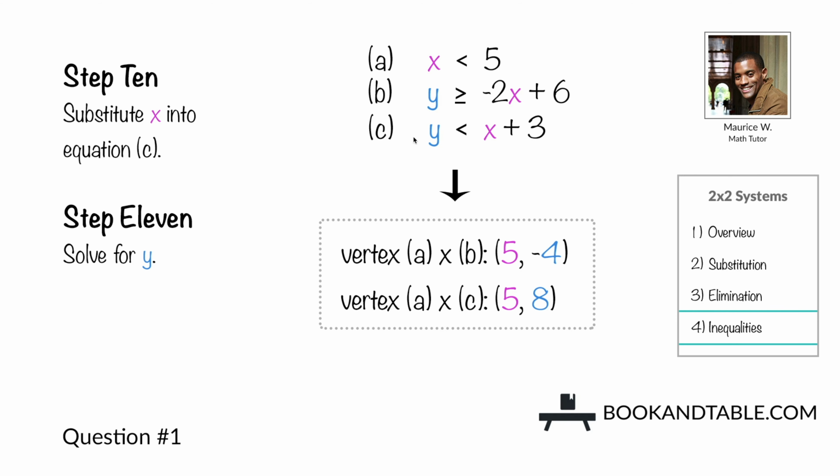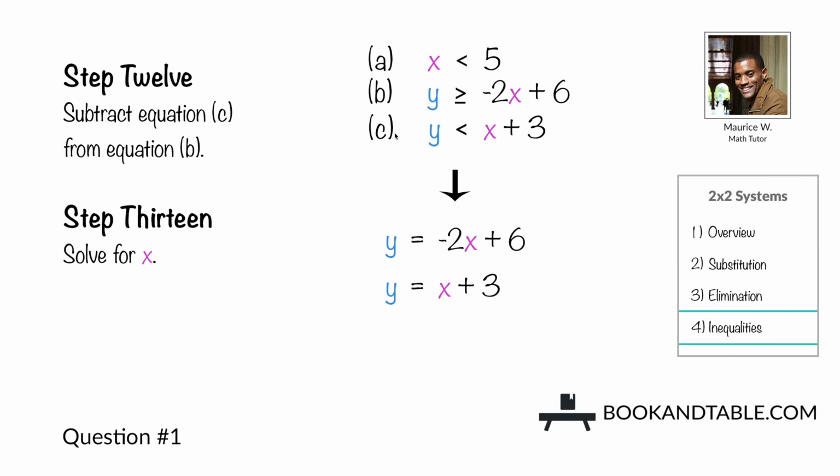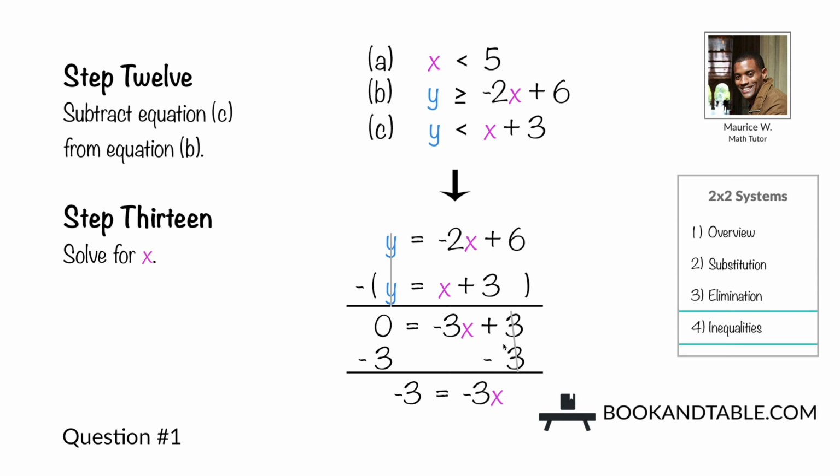And now we want to find the vertex where B and C cross each other. So we write those 2 equations out. And we'll subtract equation C from equation B so that we can cancel out our y's, giving us y minus y, which is 0. Negative 2x minus x is negative 3x. And 6 minus 3 is 3. To solve for x, we'll subtract 3 from both sides, giving us negative 3 is equal to negative 3x.